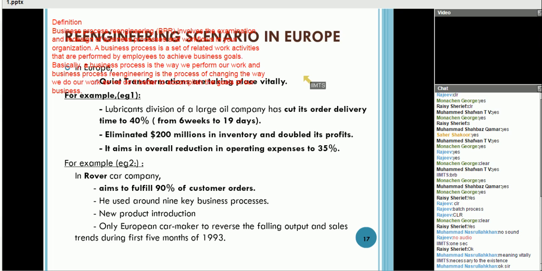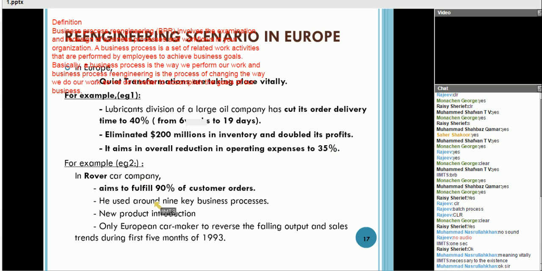So, the lubricants division of a large oil company has cut its order delivery time to 40%. Right. There is some oil company who wants the order to be completed in 19 days instead of 6 weeks. It eliminated $200 millions in inventory and doubled its profit. It aims at an overall reduction in operating expense of 35%. Right. So this was the first example.